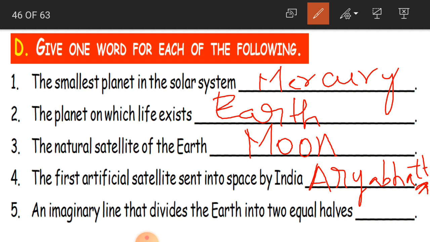And the fifth one is an imaginary line that divides the earth into two equal halves. We have another imaginary line, children, on the earth, which divides it into two equal halves. The upper part is called the northern hemisphere, the lower part is called the southern hemisphere. And what is the name of this imaginary line?